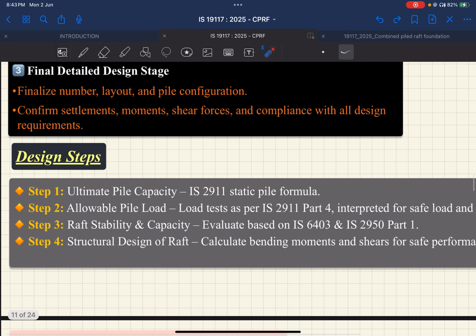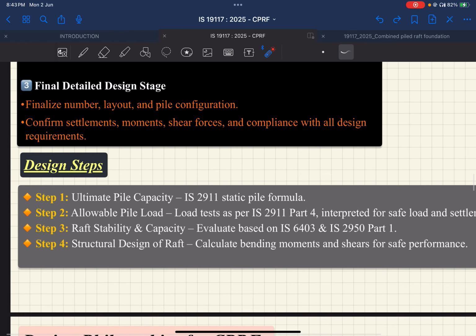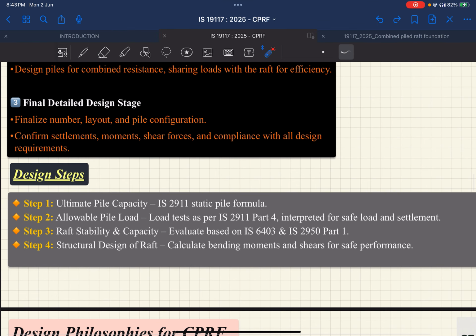Let us now jump into the next topic, which is design steps. In step number one, we will be calculating the ultimate pile capacity. Start by calculating the ultimate load capacity of piles using the pile formulas in accordance with IS 2911. This code provides a methodology for determining the pile capacity based on soil conditions, pile type, and installation method.